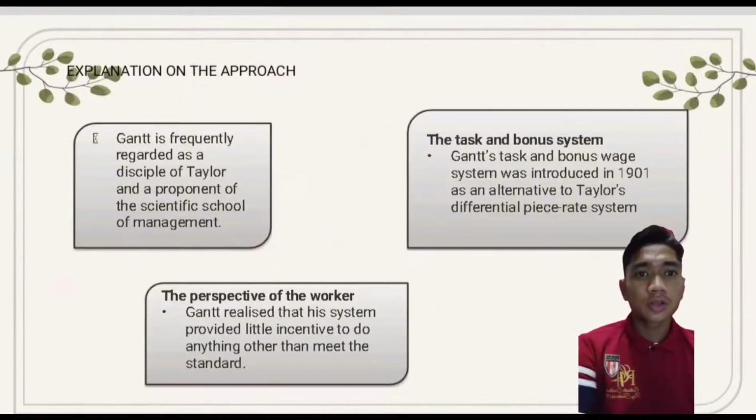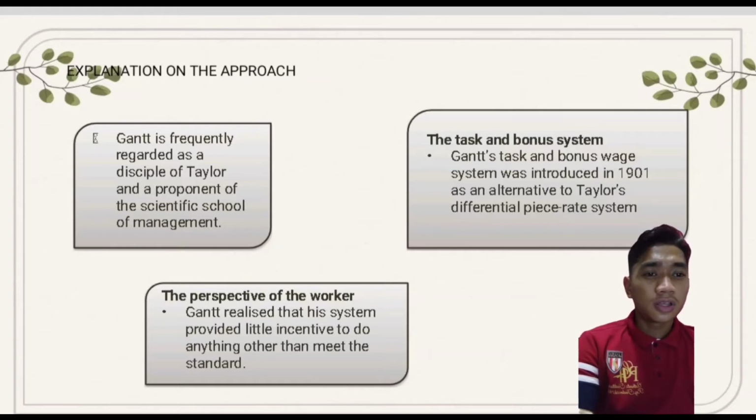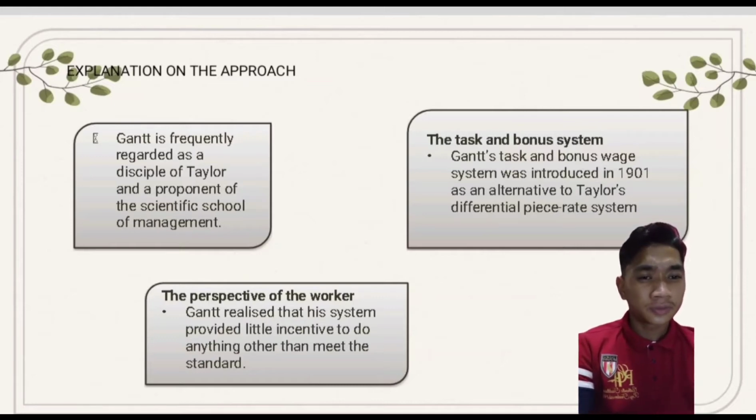Okay, so next is the explanation of the approach. Gantt is frequently regarded as a disciple of Taylor and a proponent of the scientific school of management. Early in his career, under the influence of Taylor and with Gantt's aptitude for problem solving, he attempted to address the technical problems of scientific management. Gantt's task and bonus system.